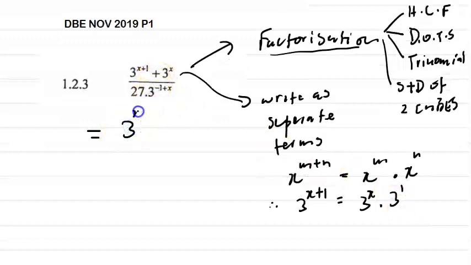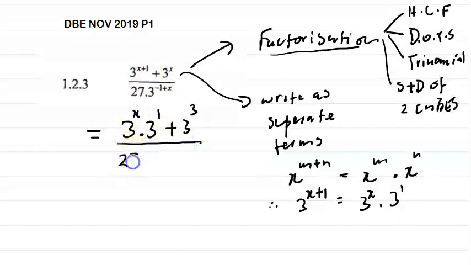So I'm going to say 3 to the x times 3 to the 1 plus 3 to the x there, all over 27 times 3 to the minus 1 times 3 to the x. Okay, so I'm just using this law of exponents, and there's the example there. Now, if you look at it, correction there, you can see that it's going to be 3 to the x there. Okay, so that's 3 to the x.